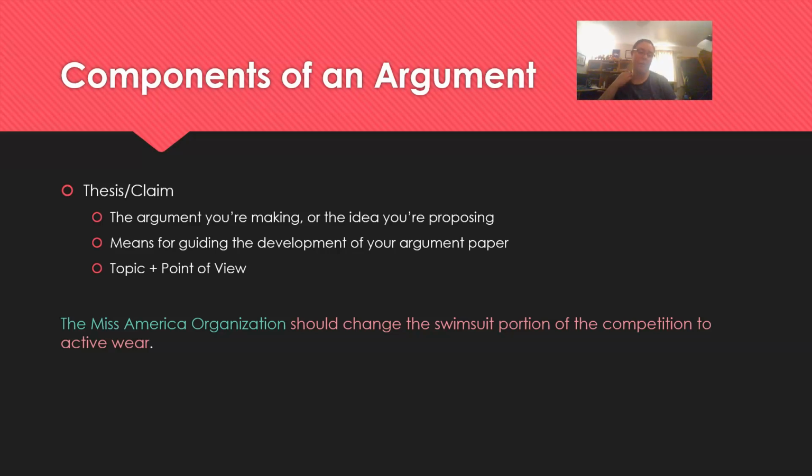So let's look at this example. The Miss America organization should change the swimsuit portion of the competition to activewear. This could function as our overall thesis or claim. We see clearly here this topic plus point of view structure. We've got the topic that is in this green, tealish color, and our topic is the Miss America organization. That indicates to the reader, this is what my argument concerns, specifically. Now then, we've got our point of view: should change the swimsuit portion of the competition to activewear.